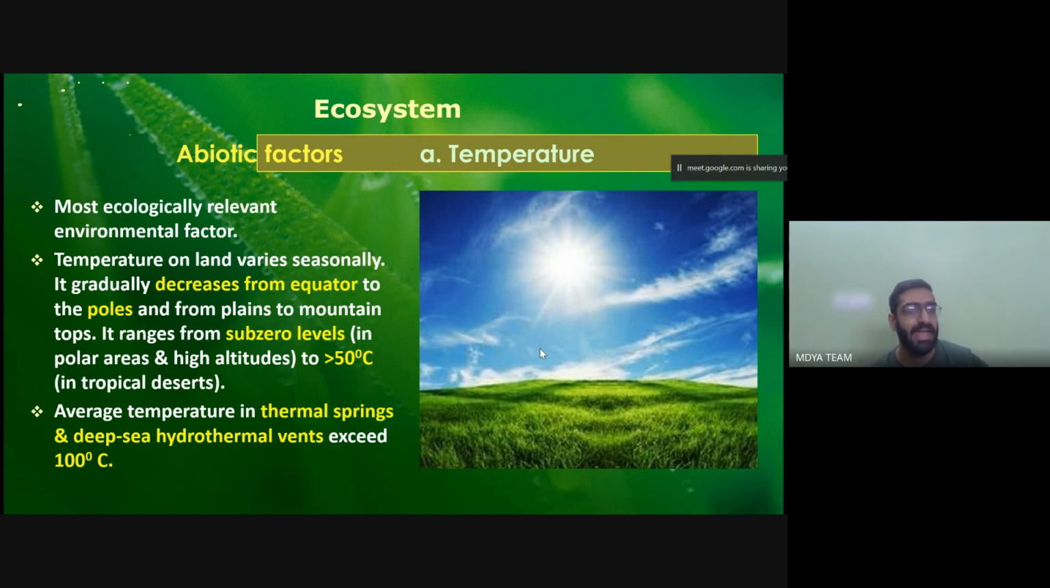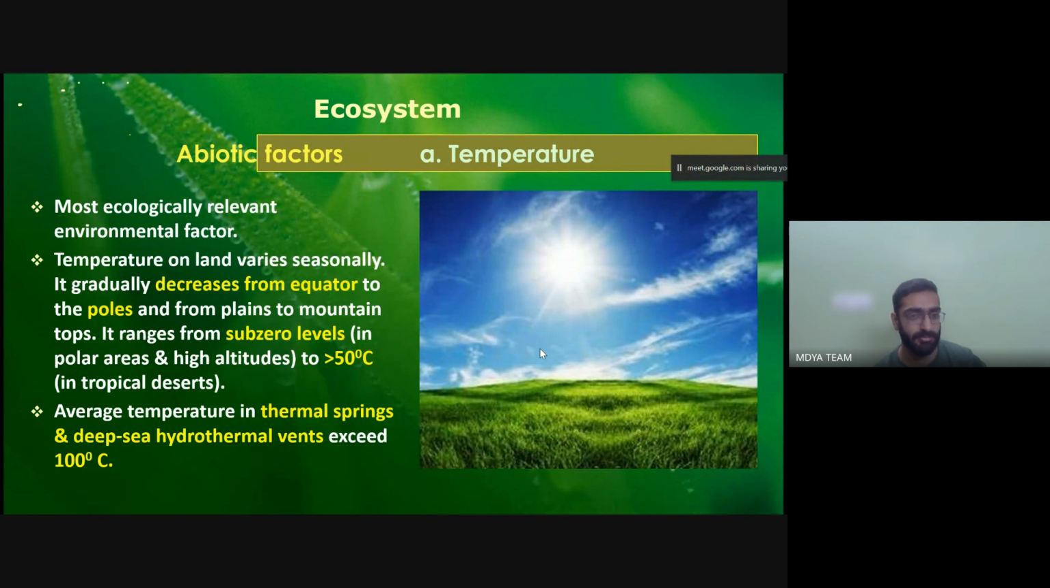It also decreases according to the distance from the equator to the poles and from the plains to the mountains. It is about the latitude and also the altitude. For example, if we go towards the equator, the temperature is high. Nearer to the poles, the temperature is very low. And if we go vertically up, the temperature is lower at mountains and a little higher at plains.